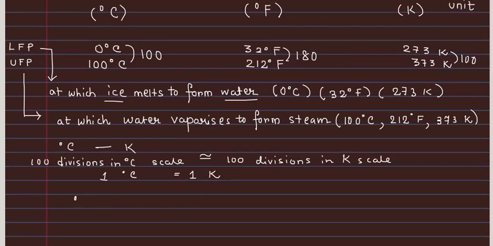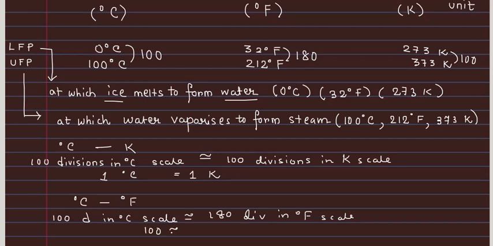But when we find a relation between degree Celsius and degree Fahrenheit, we see that 100 divisions in the degree Celsius scale is equivalent to 180 divisions in the degree Fahrenheit scale. So now you can do this simple calculation that 100 corresponds to 180. If I cancel the zeros, that implies that for 1 degree Celsius change we have 1.8 degrees Fahrenheit change.